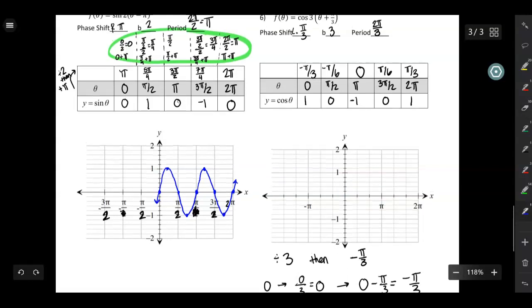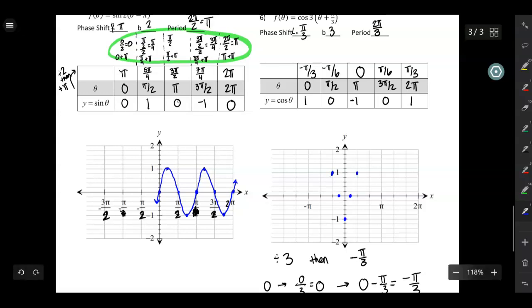I have a point at negative pi thirds, 1. I have a point at negative pi sixths, 0. Negative pi sixths, remember, falls right in between your 2 tick marks. I have a point at 0, negative 1. I have a point at pi sixths, 0. And then I have a point at pi thirds, 1.